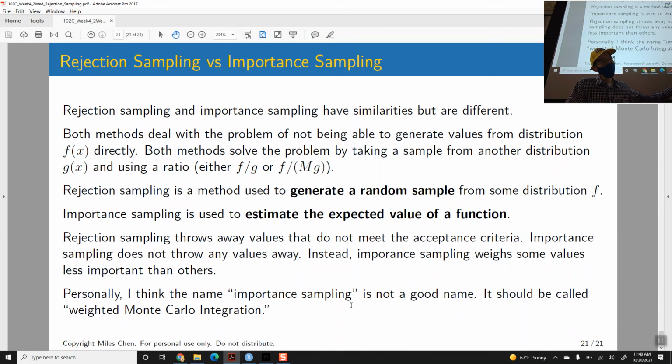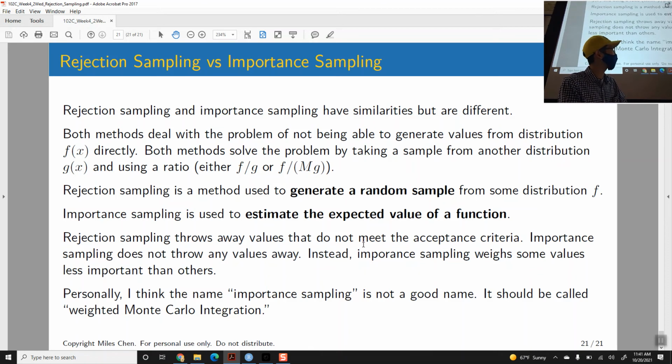That's not going to work for rejection sampling because the goal of rejection sampling is to actually get the sample of values. These values I'm going to use, okay? You want to actually have values that came from this distribution. So g is generating a whole bunch of these values. You're going to accept some of them. You're going to reject some of them, okay? So rejection sampling does throw away values that don't meet the acceptance criteria, whereas importance sampling doesn't throw anything away. It just weights some of them to be more important or less important, okay?